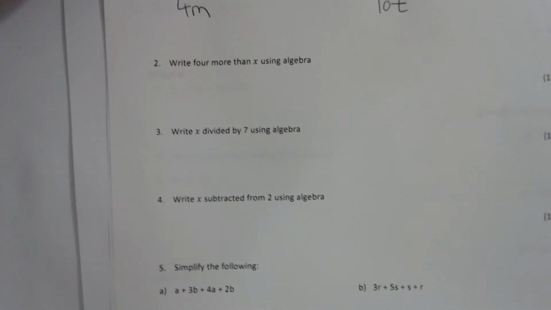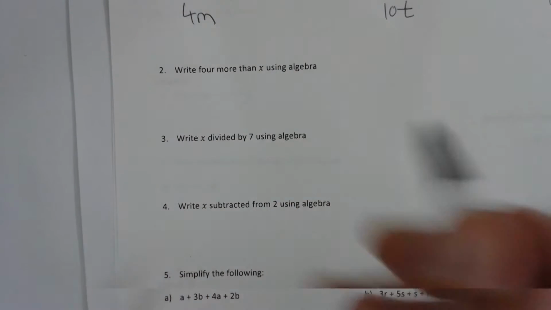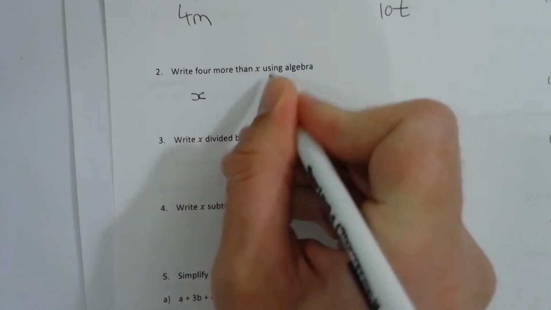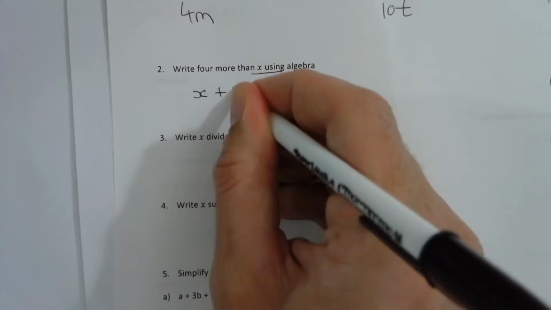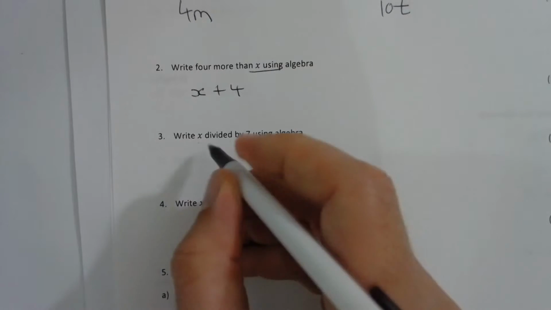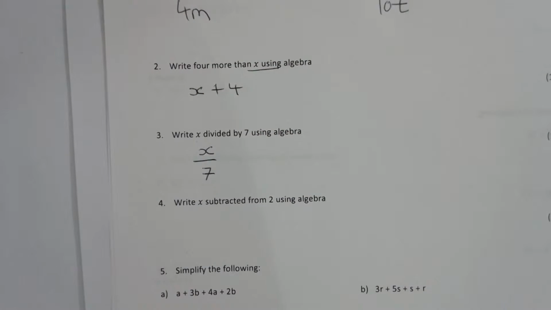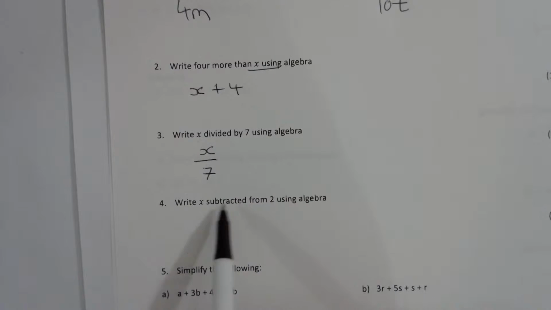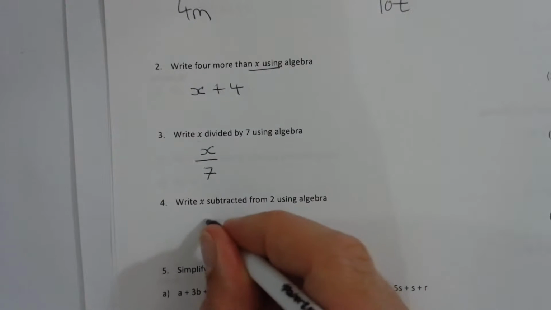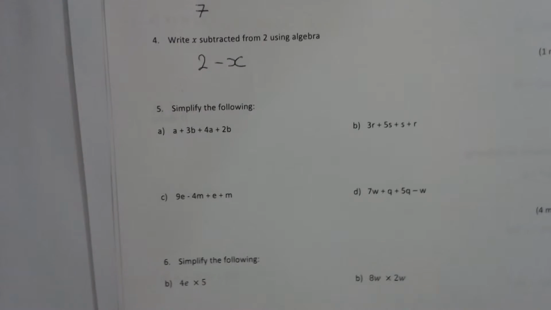Alright, now some worded ones. Write 4 more than x using algebra. Well, we've got x, and then 4 more than it would be we would add 4. X divided by 7, if you say it out loud, is obviously x divided by 7. X subtracted from 2, well that's 2 and we're taking away x. Just have a look at it, x subtracted from 2. It makes sense, so always go back to the question.